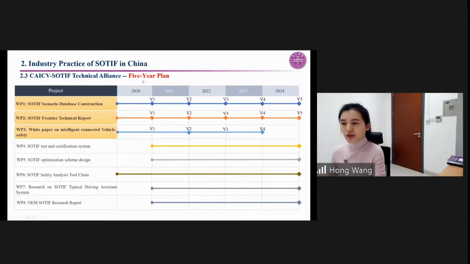The 5-year plan of this SOTIF technical alliance can be divided into 8 work packages. The first is SOTIF scenario database construction, from 2020 to 2024. The second one is SOTIF frontier technical reports and a white paper on ICV safety. The fourth one is about the test and certification system. The fifth one is SOTIF optimization scheme design. The sixth one is SOTIF safety analysis, and then research on SOTIF for typical driving assistance systems. And the eighth one is the OEM: we want OEMs to report or publish SOTIF research reports. So this is the whole 5-year plan of the SOTIF Technical Alliance.